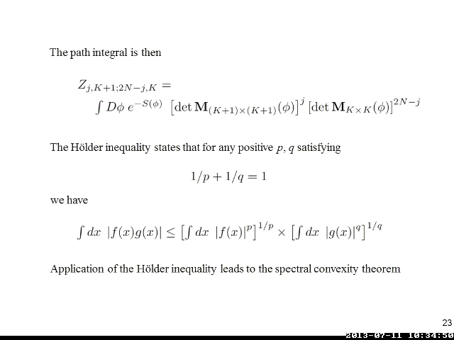And now what you can do is use a Holder inequality, which states that for any positive p and q satisfying that the reciprocal of p plus the reciprocal of q equals 1, you can bound the inner product of f and g, these functions, by the p norm of f times the q norm of g. If you apply this to this system, you're essentially just bounding the absolute value of this integral by things where you have single determinants of this type or single determinants of that type.